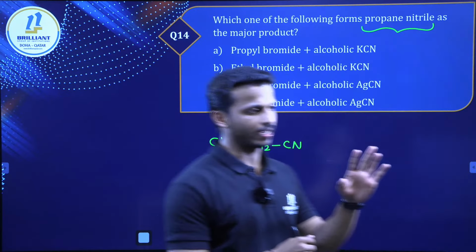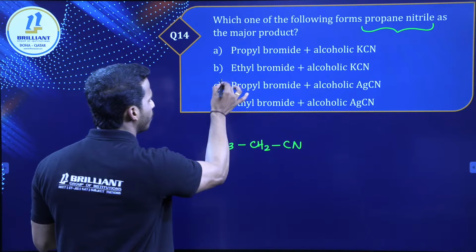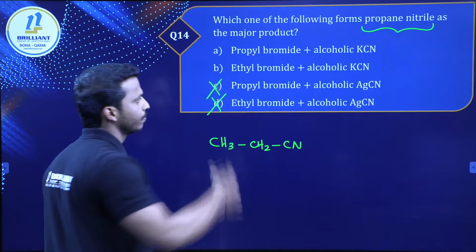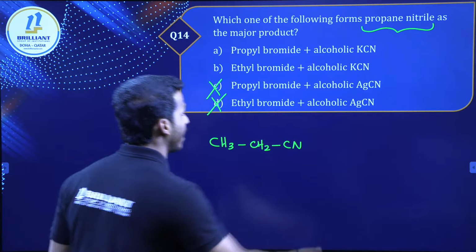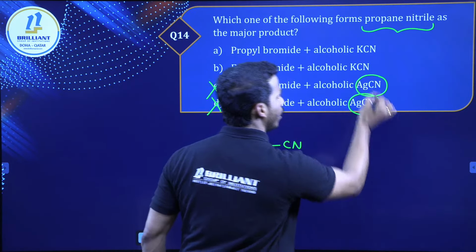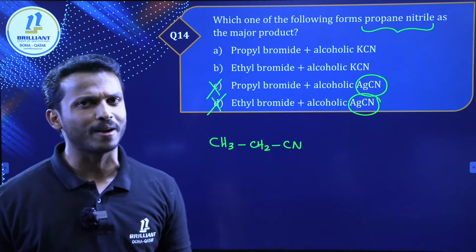Excellent, dear all. Which one? Option B. Anyway, can I cut option C and option D? Option C and option D, you can cut immediately, because they are treated with AgCN. You know very well, when silver cyanide is used, what will happen, dear all?